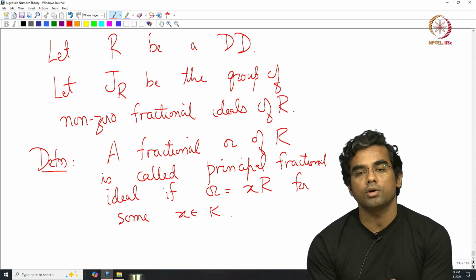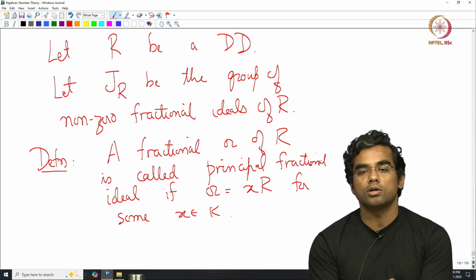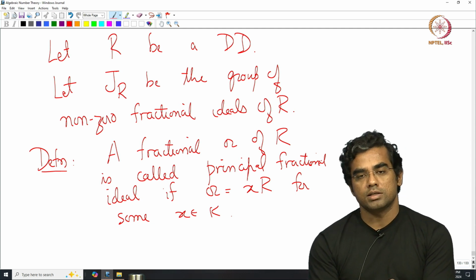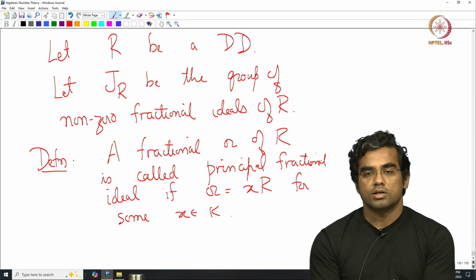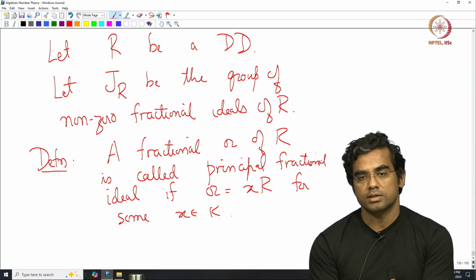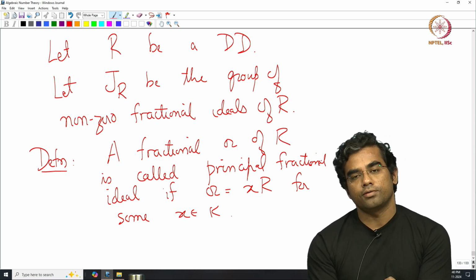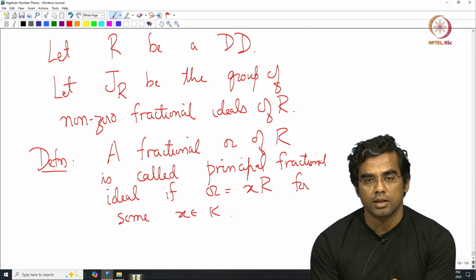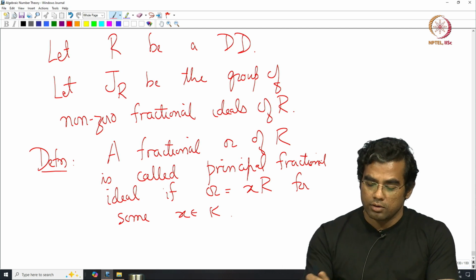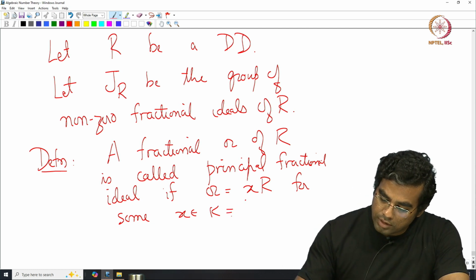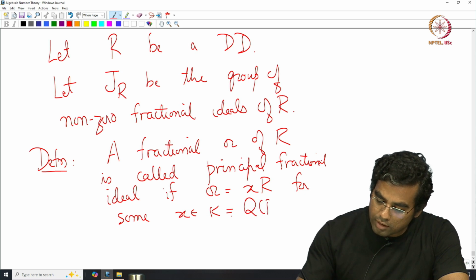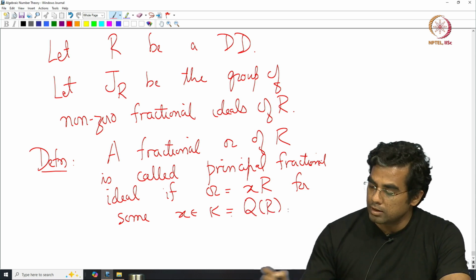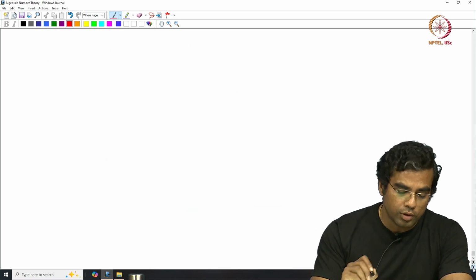So, it is exactly what you would do for an ideal. An ideal is called principal if there exists some x in R such that the ideal is x times R. So, instead of an ideal we have a fractional ideal. So, we let our x be an arbitrary element of K, where K is the quotient field of R. Okay. All right. So, what do we do next?